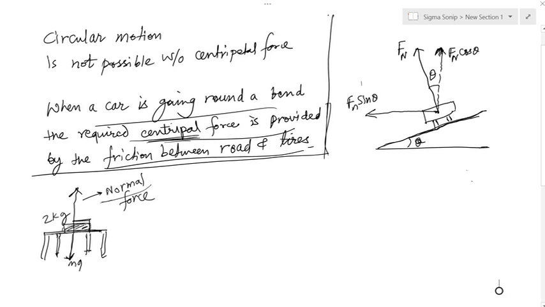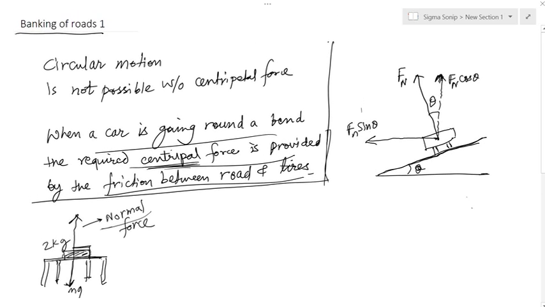Now at a glance, this should tell us why the banking helps. When we bank the road, we have a normal force which has a component in the horizontal direction, and this component in the horizontal direction is providing the centripetal force. Just recall that the car is traveling in this manner, and we have banked the road like this. So you need centripetal force in this direction. This Fn cos theta is there, and it provides the required centripetal force for helping the car go around the bend. Now we can find the value of this theta with the speed and all those things.